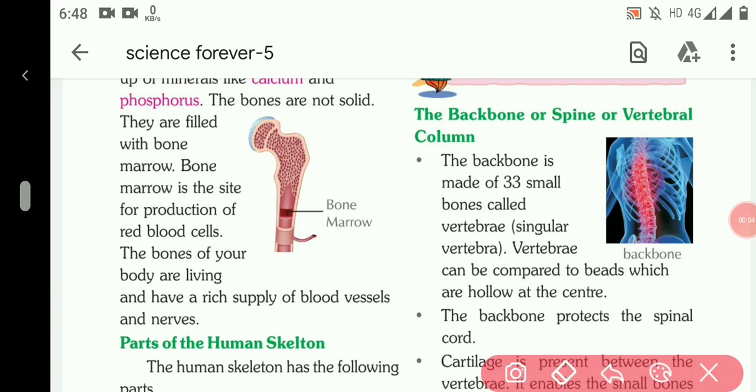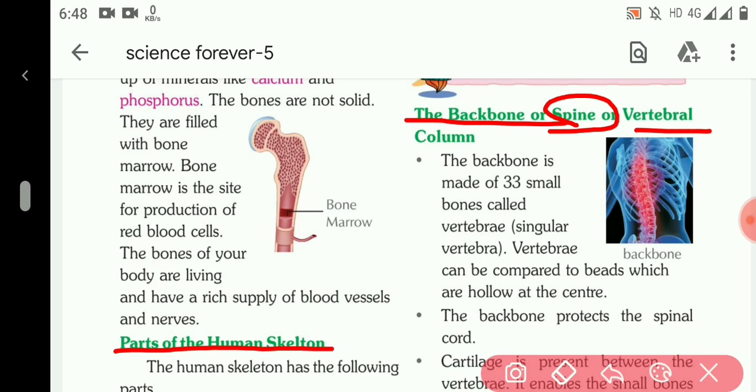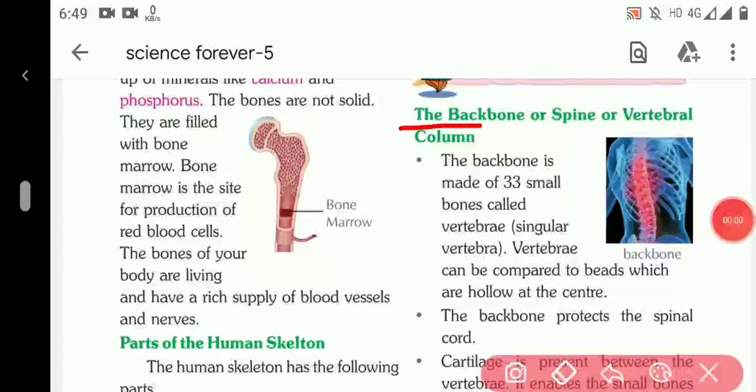This is your science class and today we will study the parts of the human skeleton. The first one was the skull, which we read about in the previous lecture. The second most important part of the human skeleton is the backbone or spine, or we can call it the vertebral column. What is the backbone? The backbone is present on the back side of our human body.